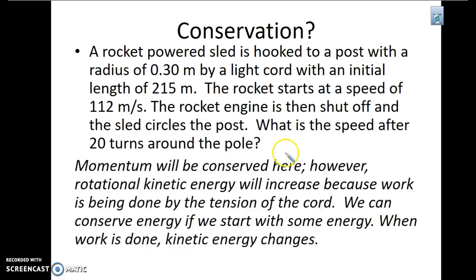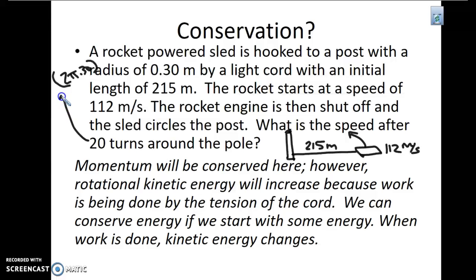Also, be careful with these problems because, again, this would be a problem here. I think, in fact, this is a homework problem, where you have this sled that's 215 meters away. It wraps itself around this pole that has a 0.3 meter radius. Starts out at a speed of 112. It's shut off, and then it goes 20 turns around the pole. So you'd want to go 2 pi r is the circumference times 20, and basically what you find out is that a lot of this rope is used up because now the sled's going to come over here and only have this radius.